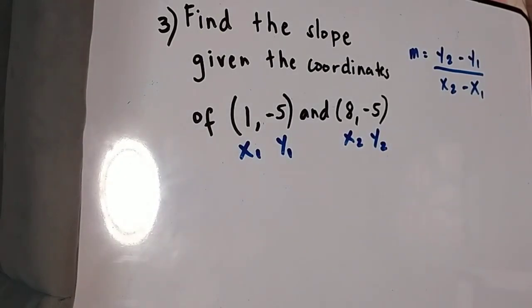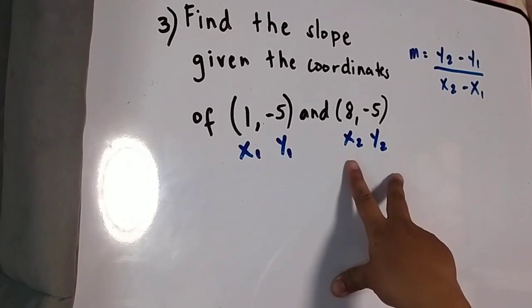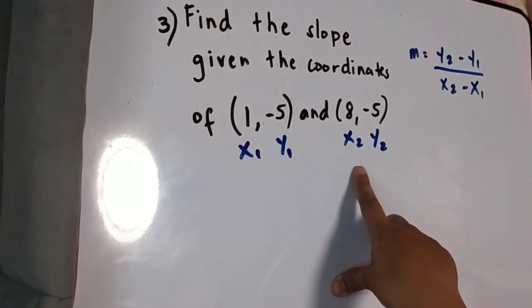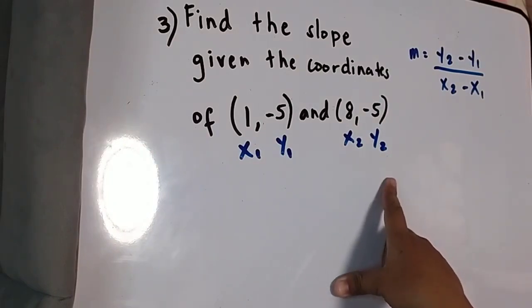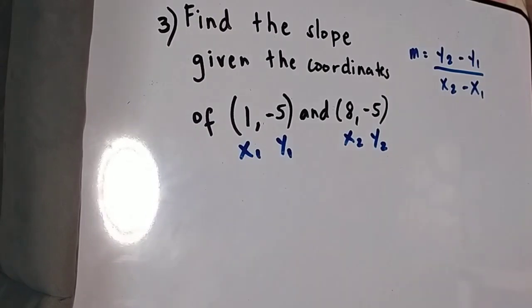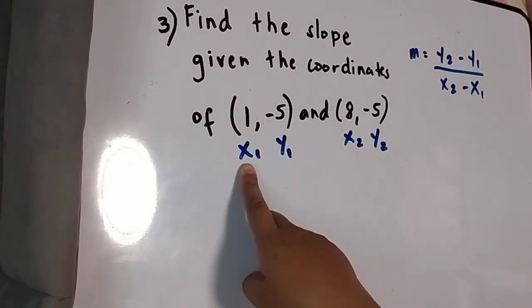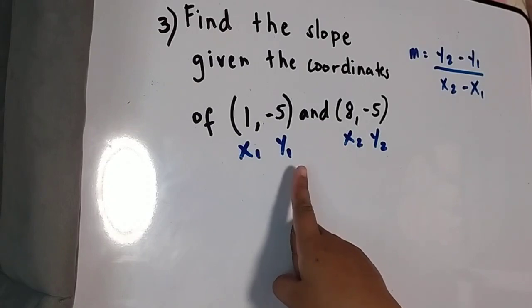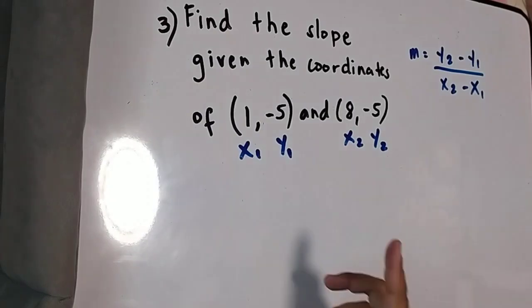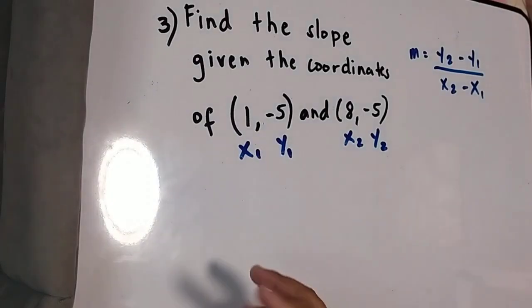Actually, pwede din naman na, let's say, itong (8, negative 5) yung gagawin na x sub 1 and y sub 1. Okay lang yun. Then, si second coordinate yung x sub 2, y sub 2. Kapag ginawa nyo yun, pareho lang din yung magiging answer. Wag lang, let's say, this is x sub 1, tas inassign nyo to na, let's say, y sub 2. Okay, mali yun. Pwede yung mag-interchange, pero hindi pwede na halo-halo yung x sub 1 tsaka yung, let's say, y sub 2 sa isang coordinates.